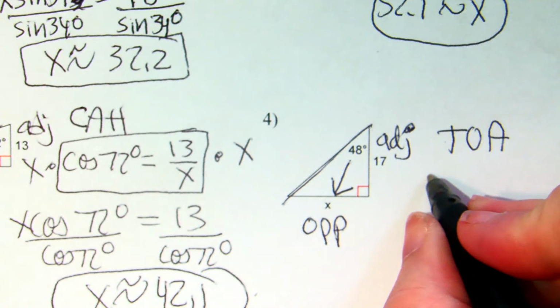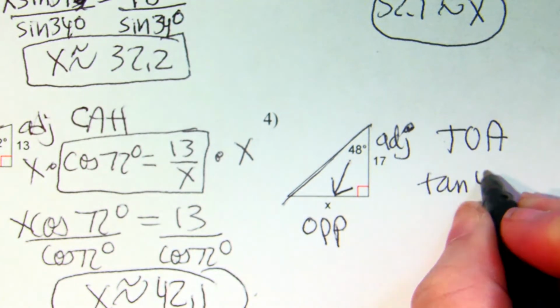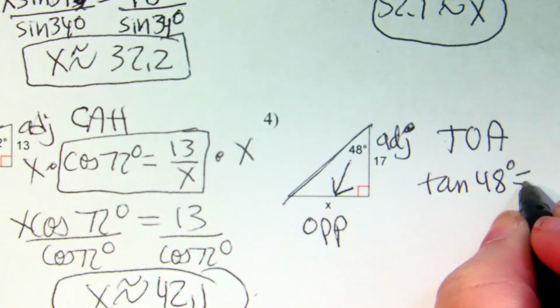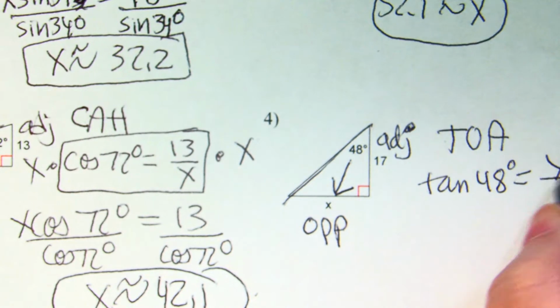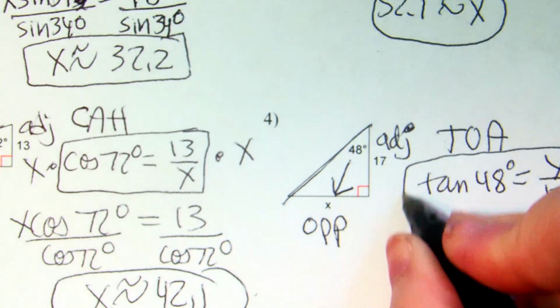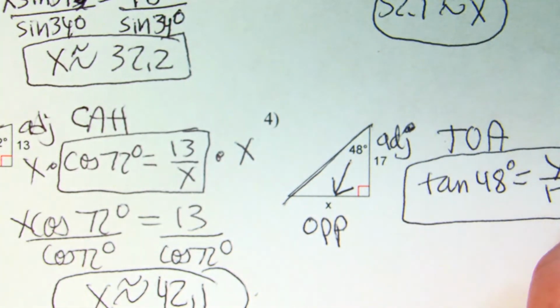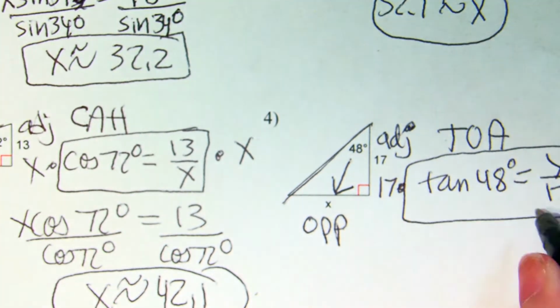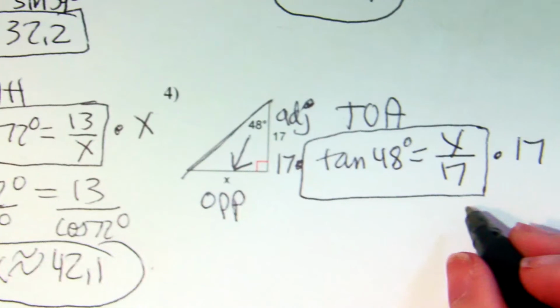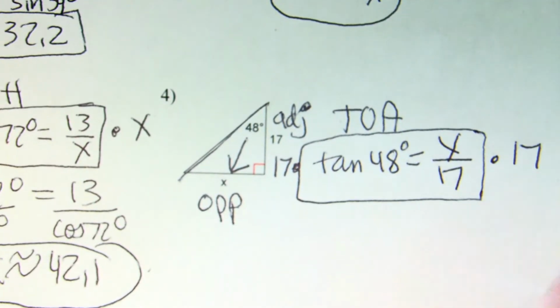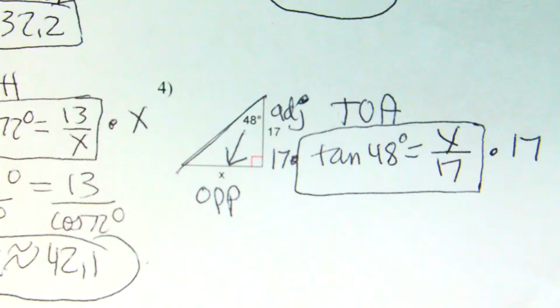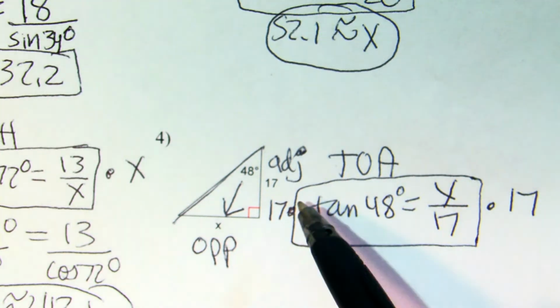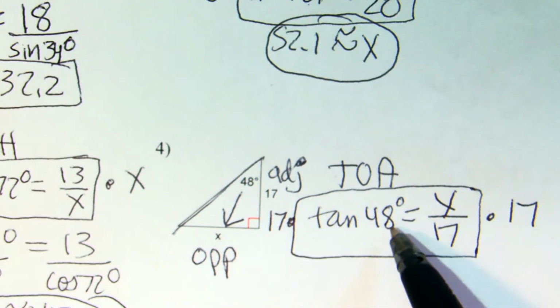So tangent of 48 degrees equals opposite, which is x, over 17. And then you put a box around it. And then how do you get rid of the 17? By multiplying by 17. So the 17s cancel. So you're going to, on the calculator, do 17 times tangent of 48 degrees.